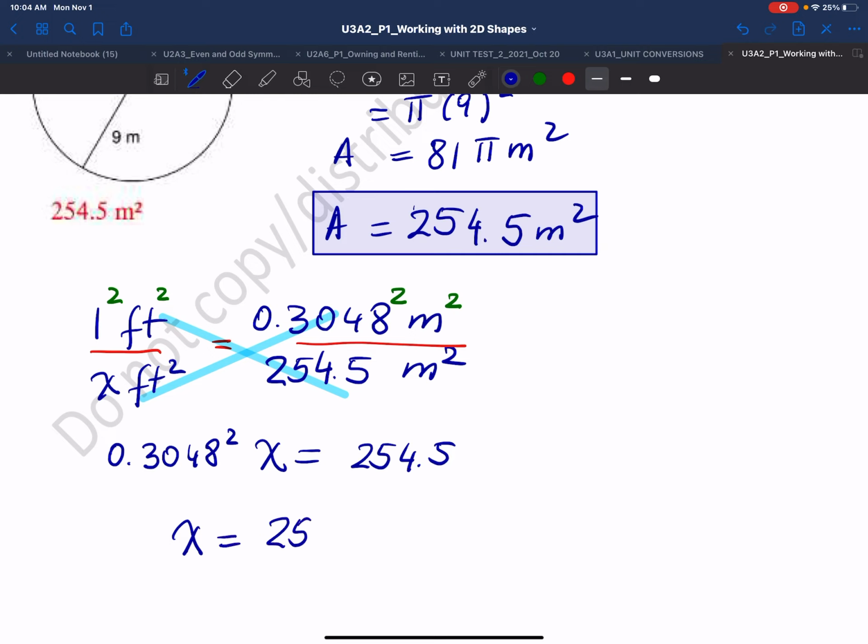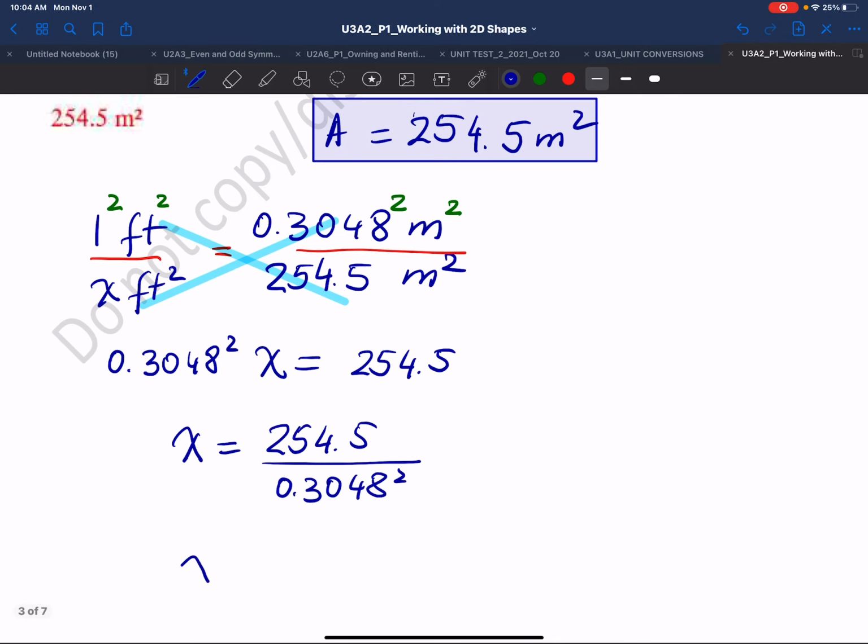So 254.5 divided by 0.3048 squared will give the area in feet squared. So divide that by 0.3048 to the power of 2. I got 2,739.1, and this will be in feet squared.